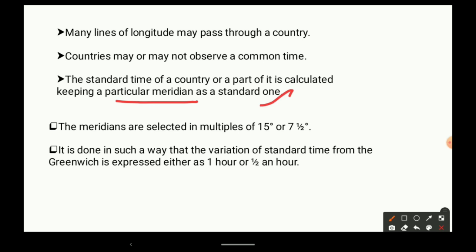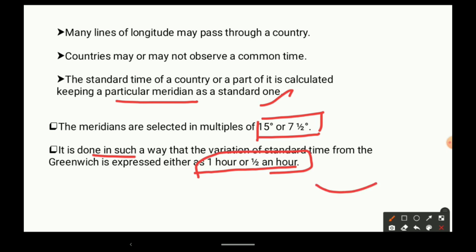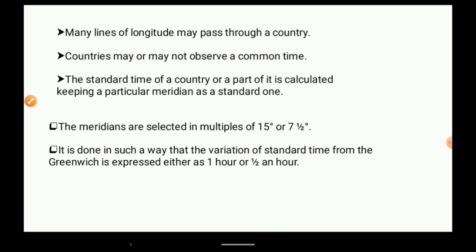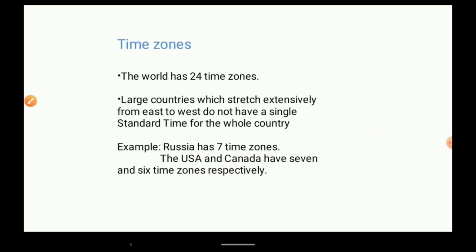These meridians are selected in multiples of 15 degree or 7.5 degree. It is done in such a way that the variation of standard time from Greenwich is expressed as either 1 hour or half an hour. To express the difference from Greenwich in 1 hour or half an hour, we select these meridians in multiples of 15 degree or 7.5 degree.